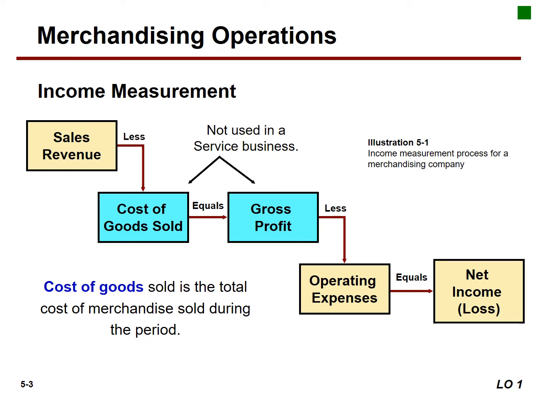Our cost of goods sold account is going to have the rules of debit and credit just like any other expense account. Cost of goods sold is the cost of the merchandise inventory to the merchandiser. When they bought it from whoever they purchased it from, that's their cost of goods sold.